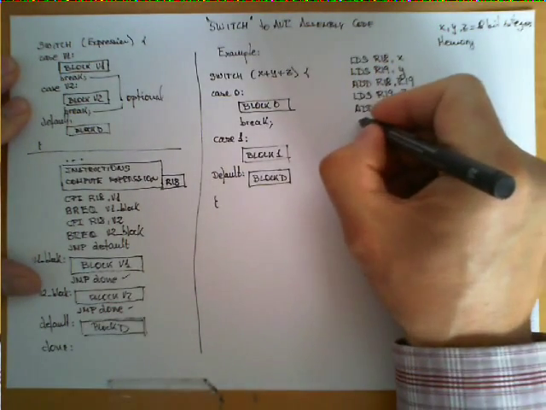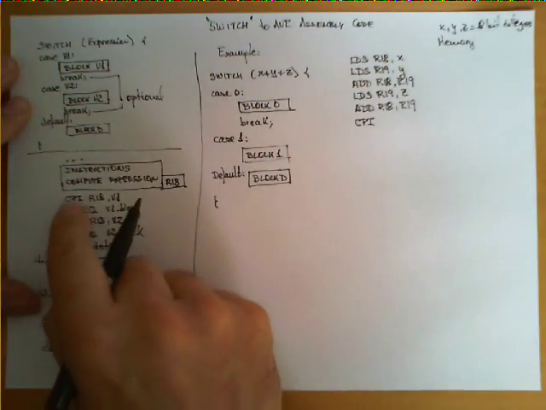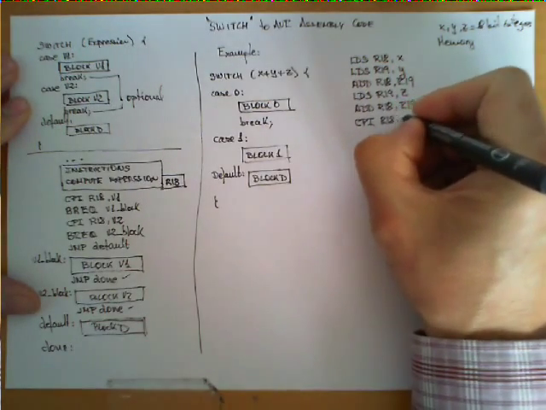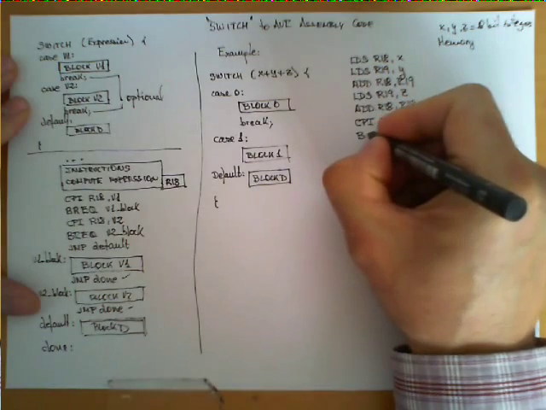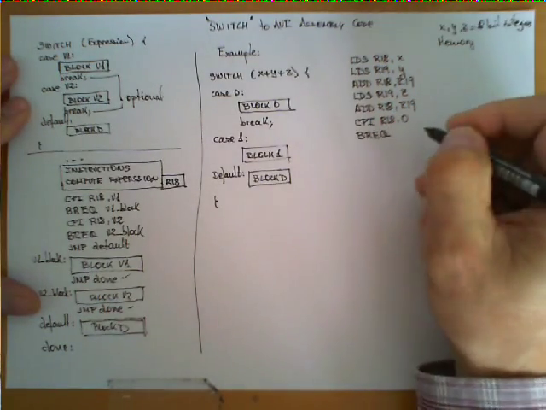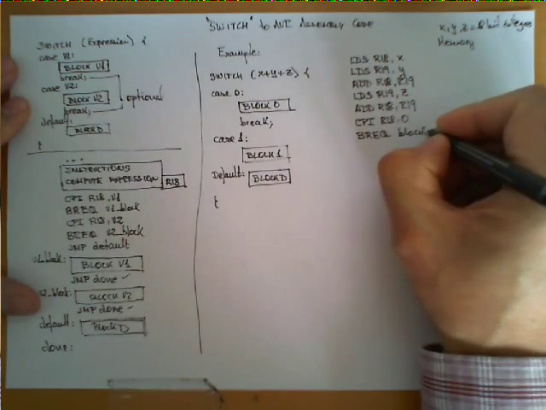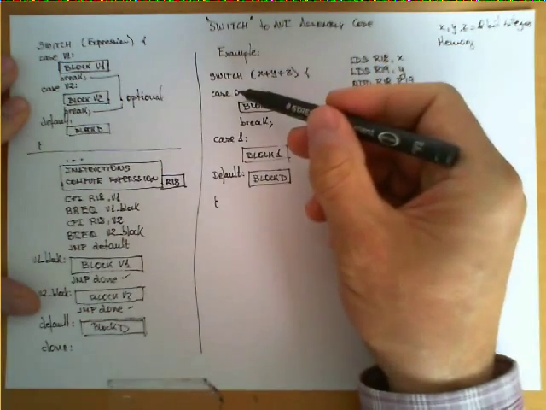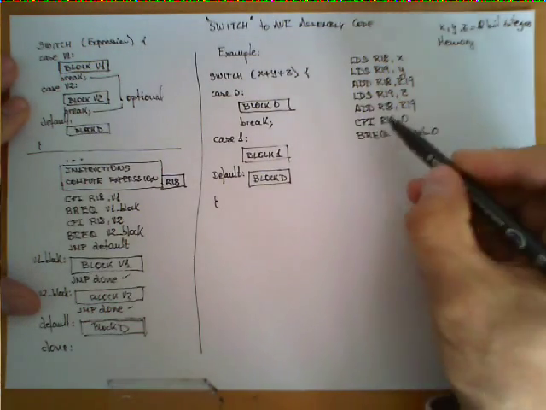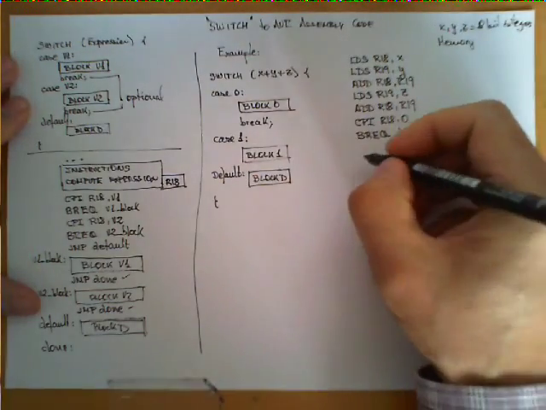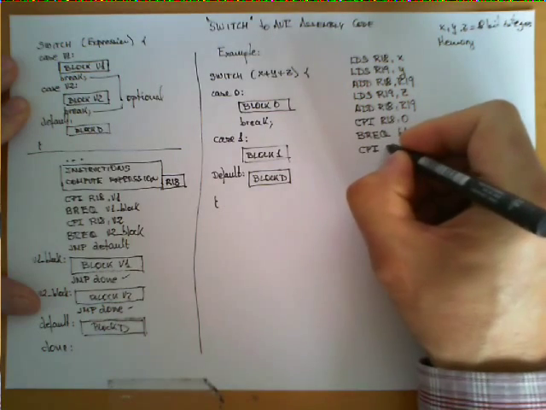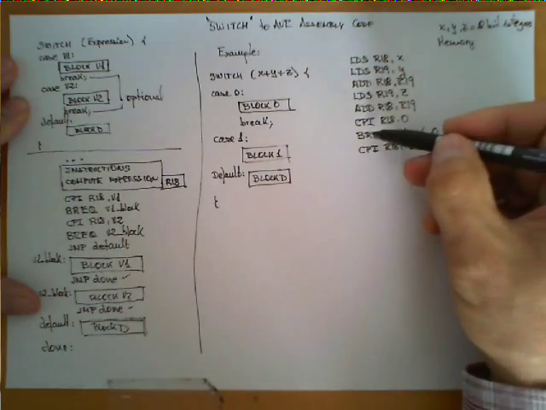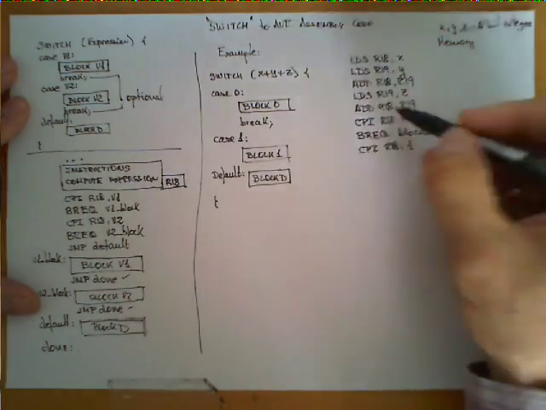What do we do next? We start comparing, as we said here, the different values of the different cases. So the first case is K0, so we CPI R18, 0, and we branch if this value is equal to, let's call it block 0, a label that we'll write a little bit farther down. If this comparison fails and therefore we don't execute this branch, then we have to compare for case 1. So we just do CPI R18, 1. I can still use R18 because if this branch has not been taken, R18 still holds the value of this expression.